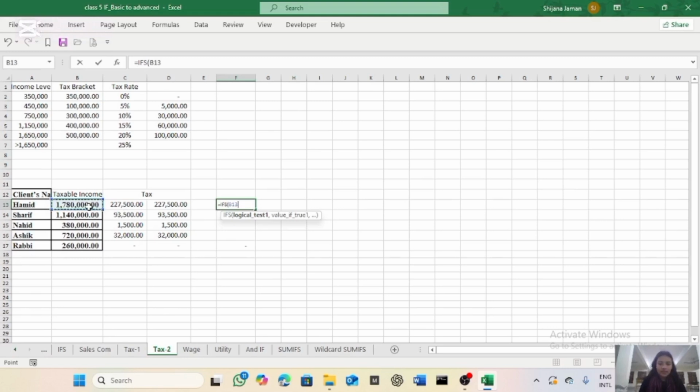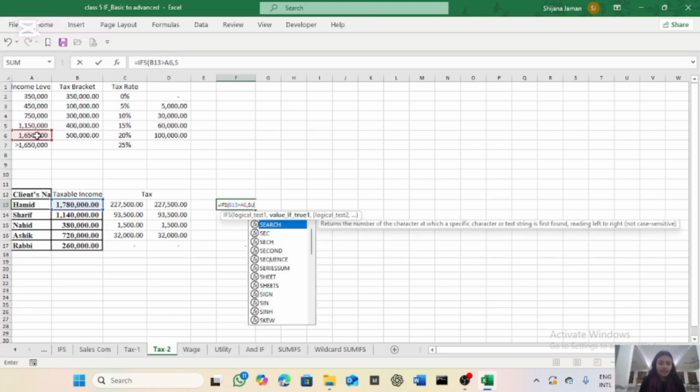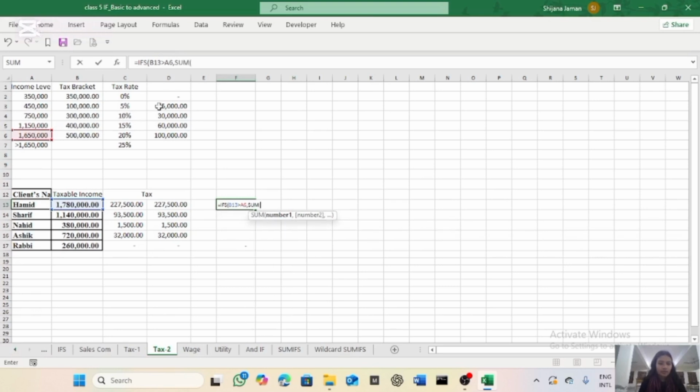17,80,000. If 17,80,000 is greater than 16,50,000, comma, for 16,50,000 we had to pay tax, the sum of these cells, close the bracket, plus taxable income 17,80,000 minus income level 16,50,000, bracket close, multiply with our tax rate, which was 25%, comma. So this was our first logical test. Now we are shifting to the second logical test.